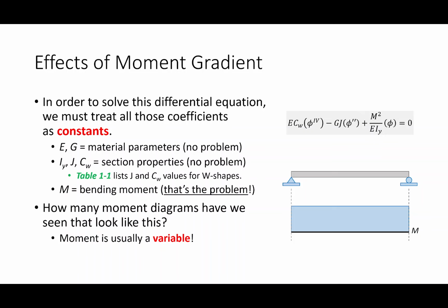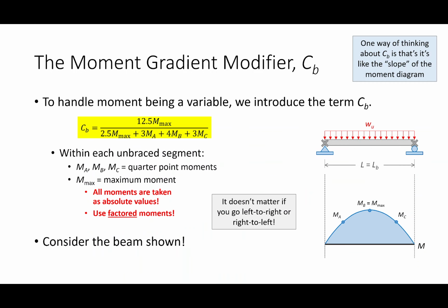Okay? So much so that we engineers recognize that and we get around that with a very specific term. How do we get around that? With this. Okay? So let's talk about CB. Okay? So what is CB? CB is what we call a moment gradient modifier.